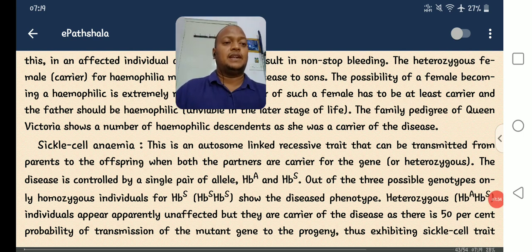Heterozygous HbS individuals appear apparently unaffected, but they are carriers of the disease, as there is a 50% probability of transmission of the mutant gene to the progeny. Of 4 members, 2 are affected, thus exhibiting sickle cell trait. Which individuals are affected? In autosomal recessive disorders, only when both parents are carriers, one parent HbS and the other parent HbS, is expression of the defect possible in the individuals. Understood?